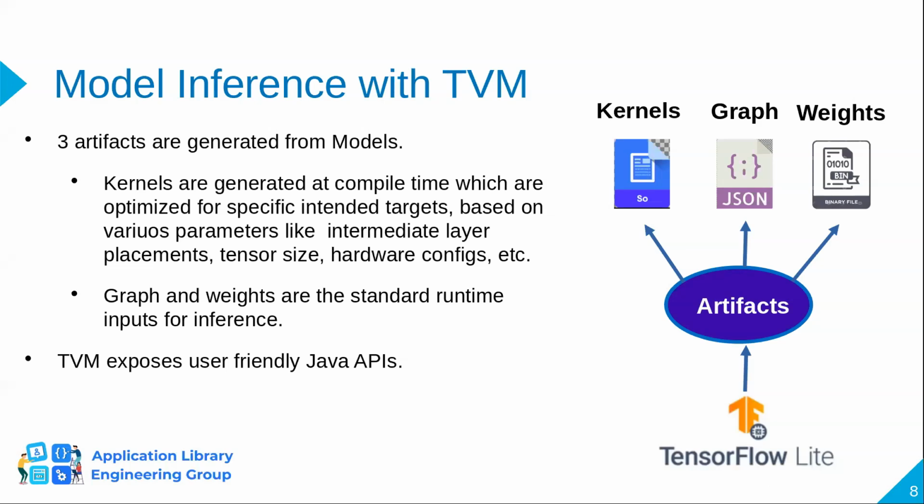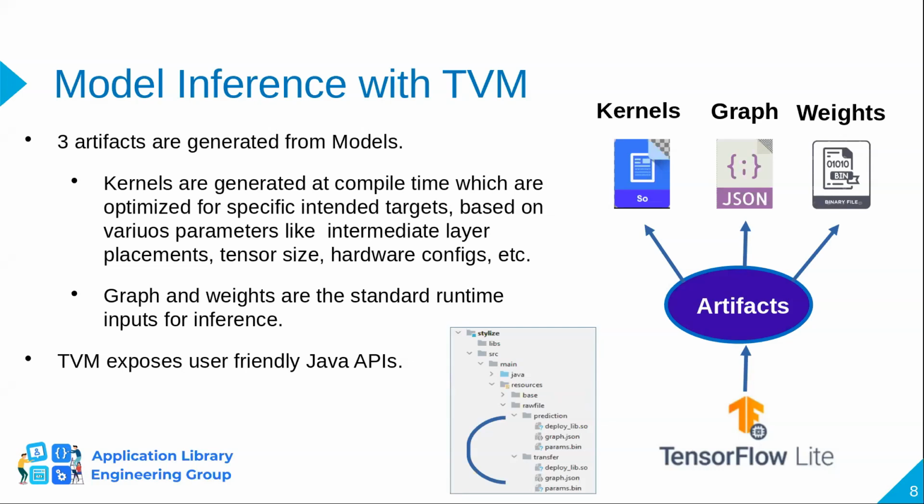TVM has already exposed a lot of user-friendly Java APIs, and we'll see how to use them in our app development. Here in this snippet, from one of our libraries which we developed using TVM, you can see the three files built into the workspace. The deploylib.so is the kernel, graph.json is the graph file, and params.bin is the weights, the binary file.